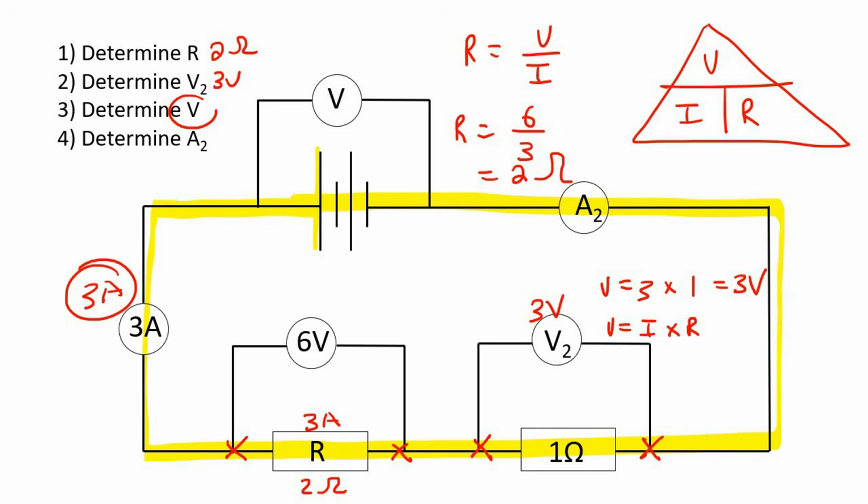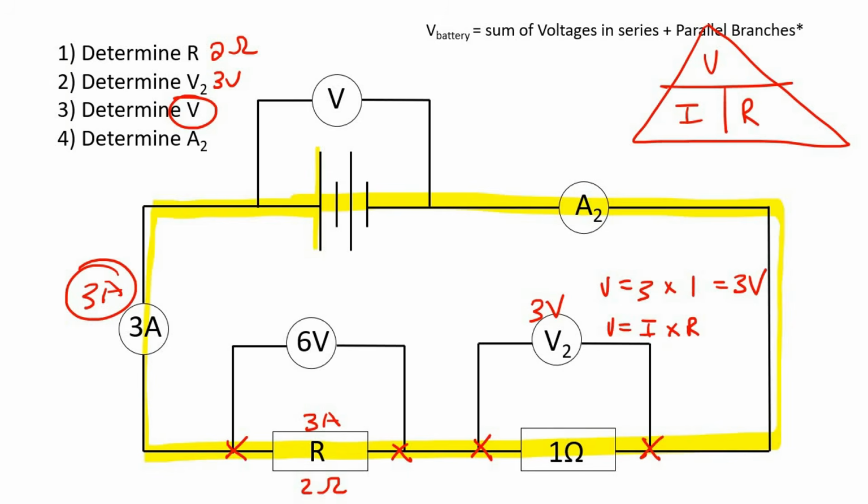The next question says calculate V. So there are a couple of ways that you could do this one. One of the ways is to remember the formula that I've showed you in previous lessons, which says that the voltage of a battery is equal to the sum of all of the voltages in series plus the parallel branches. Now, we don't have any parallel branches, so we can just ignore that. So the voltage of a battery is the sum of all of the voltages in series. That would be 6 volts plus 3 volts, which is 9 volts. That's one way to do it.